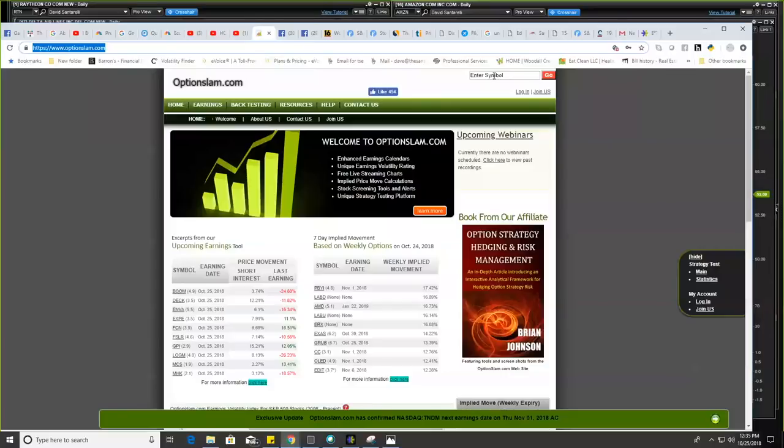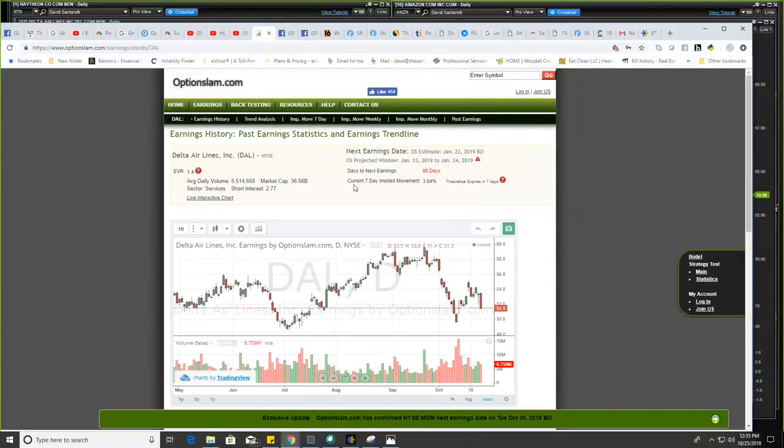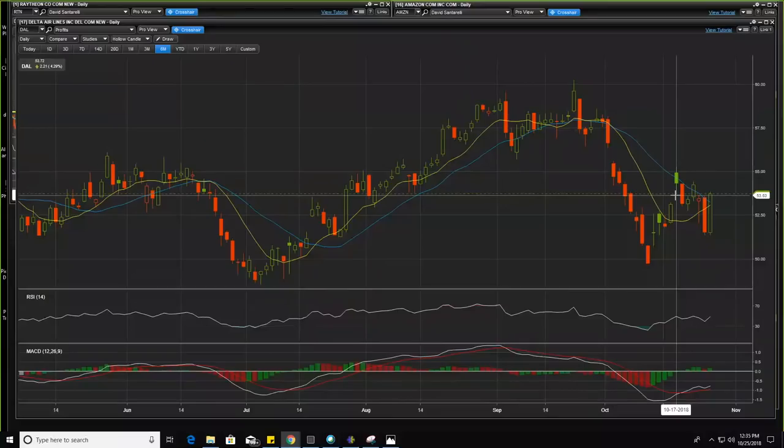All right, so let's put in DAL. Now, this is going to tell us what the implied move is for the next 7 days. So it's expecting a 4% basically over the next 7 days. Our time frame is a little over a month. So we're going to take this current stock price, 53.71, multiply that by, let's use 6%. So times that by 1.06. So that means we could expect shares right around 57.